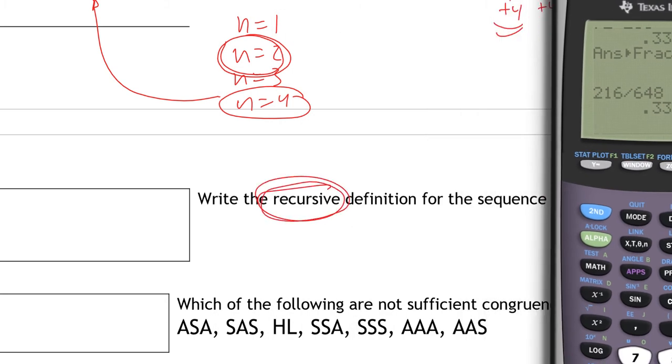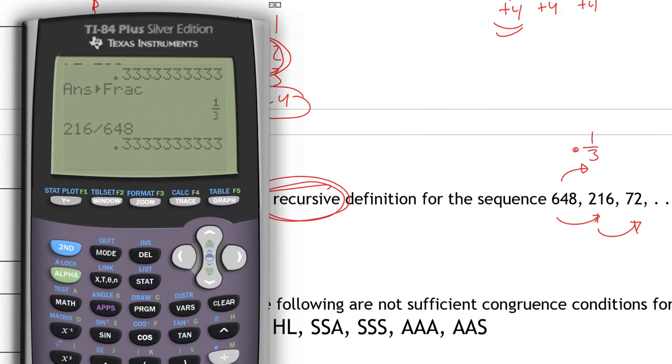Now, for convenience, I'm going to write the explicit definition, and then I'll use that to help me build the recursive definition. I know that any particular value is going to equal my 0th term, which I don't know yet, times 1/3 to a power n. So there's something I have to put here, times, and then parentheses, 1/3 to the nth power. The question is, what's that?